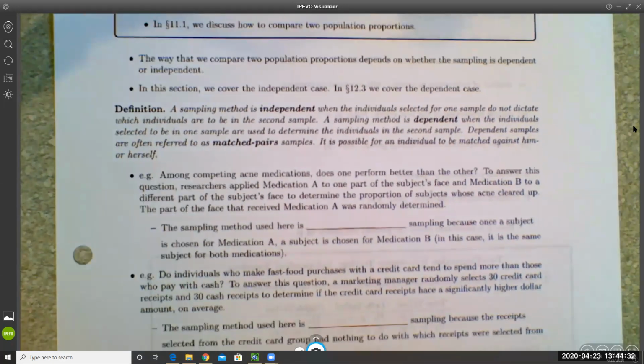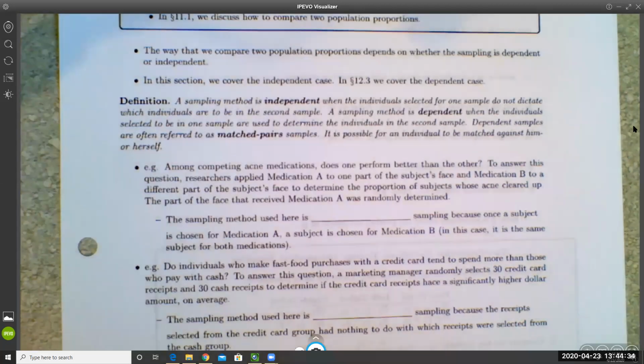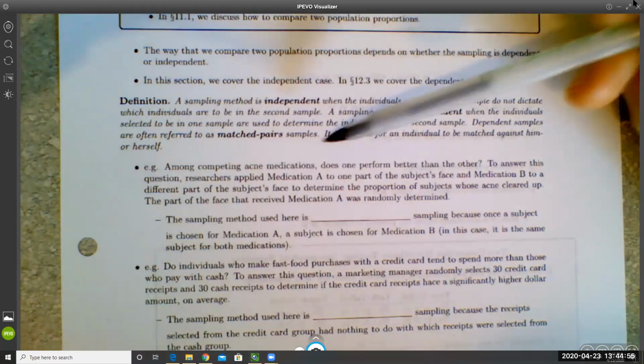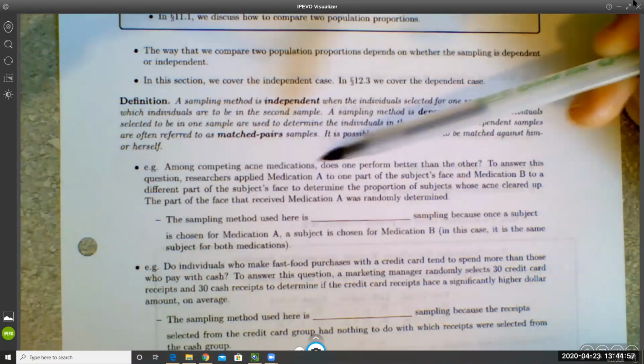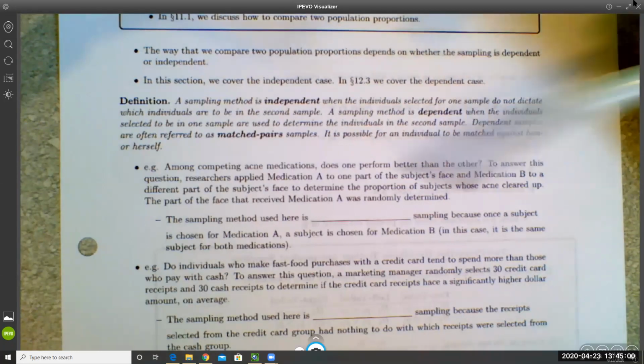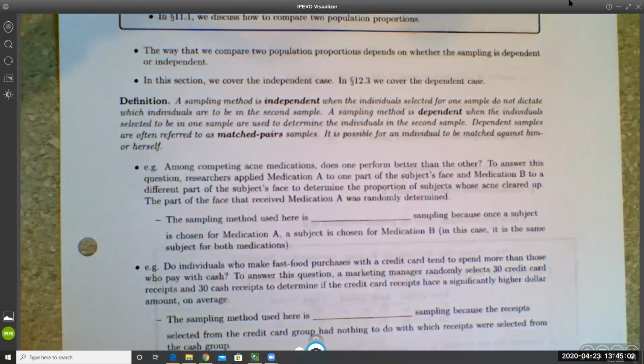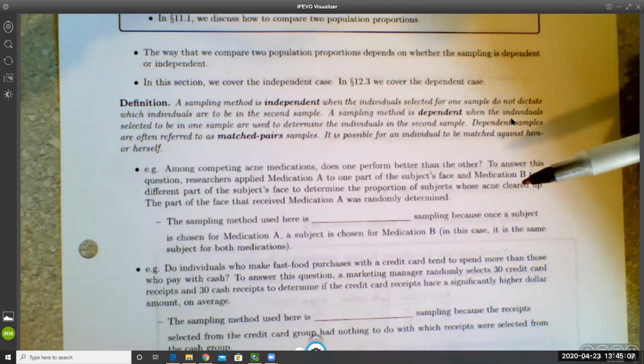This one says, among competing acne medications, does one perform better than the other? To answer this question, researchers applied medication A to one part of the subject's face and medication B to a different part of the subject's face to determine the proportion of subjects whose acne cleared up. The part of the face that received medication A was randomly determined. So the sampling method used here.